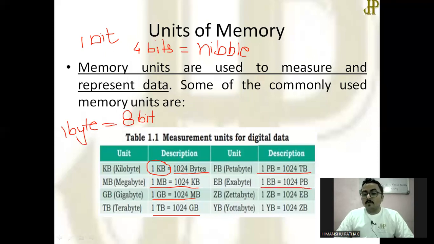1024 petabytes is equivalent to 1 exabyte. Next, 1024 exabytes is equivalent to 1 zettabyte. And at last, 1 yottabyte is equivalent to 1024 zettabytes. These are the measurement units for digital data, starting with the bit, then nibble, then byte, and after that KB, MB, GB, TB, PB, EB, ZB, YB.